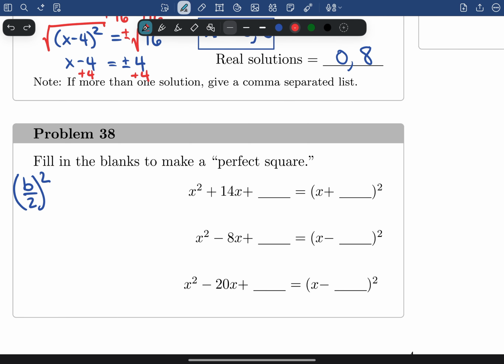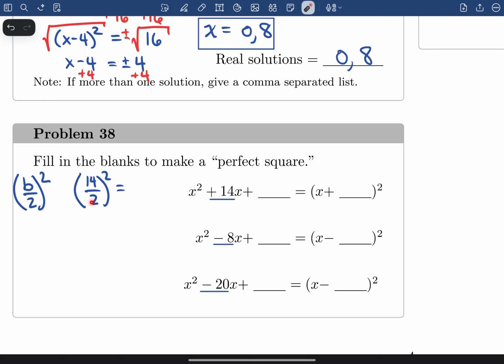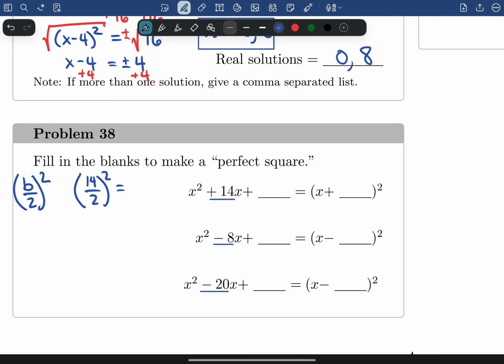The b value is the value that goes with the linear term. In this case, that is 14. In the second case, that's negative 8. And in the third case, that's negative 20. So those are the b values. To complete the square, take the b value, in this case 14, divide it by 2, and then square it. Now, 14 divided by 2 is 7, and 7 squared is 49. So that's what goes here.